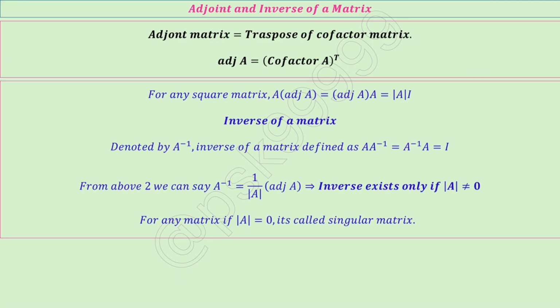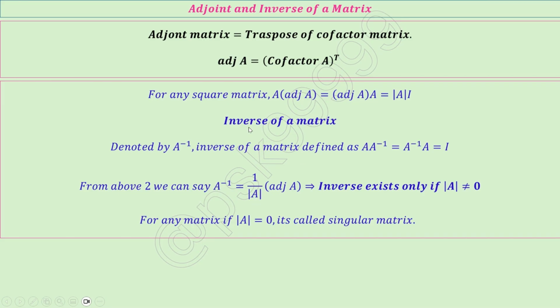Let's understand this. For any square matrix, A into adjoint of A is equal to adjoint of A into A, which is equal to the determinant of A, or modulus of A, times the identity matrix I. Once you know this, now you apply A inverse on both sides. Basically, you will get adjoint of A equal to modulus of A into A inverse, and you take modulus of A to the other side, you will get A inverse. That's all.